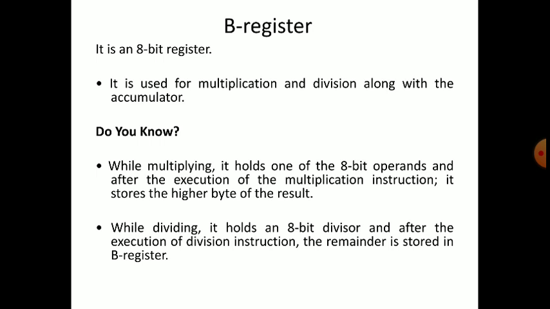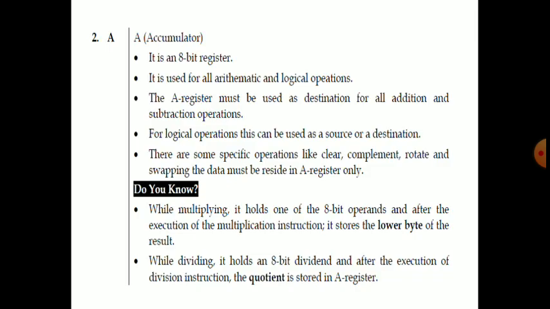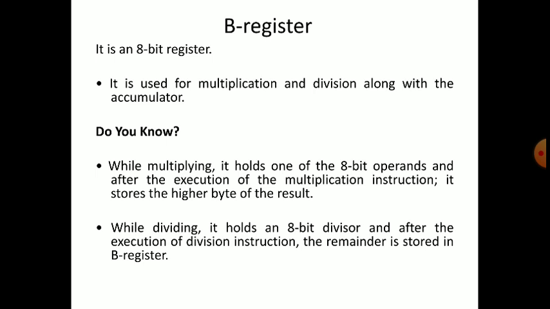Okay. While multiplying, it holds one of the 8-bit operands, and after the execution of the multiply instruction, it stores the higher byte. In the case of the accumulator, it will store the lower byte, right? But in the case of the B register, it will store the higher byte. So if A into B, the result is greater than 8 bits, it will have a higher byte and a lower byte. The lower byte will be stored in the A register, and the higher byte will be stored in the B register.